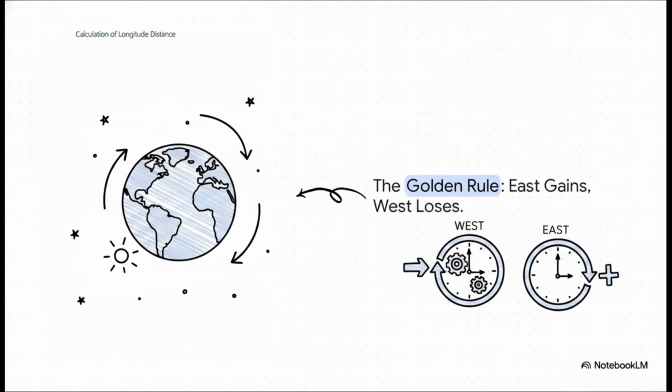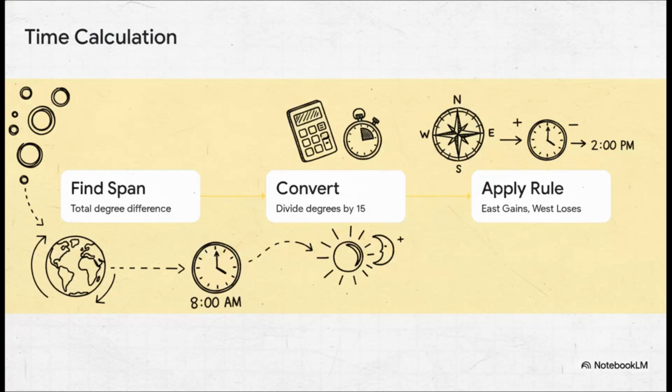Now, in aviation and navigation, there's a simple standard operating procedure to follow. East gains, west loses. Why? Because the Earth rotates eastward. So, locations to the east experience the sunrise first, putting them ahead in time. So if you're calculating for a spot east of where you are, you add time. If it's west of you, you subtract time. Easy to remember, right? Let's move to a real example and see how this builds.